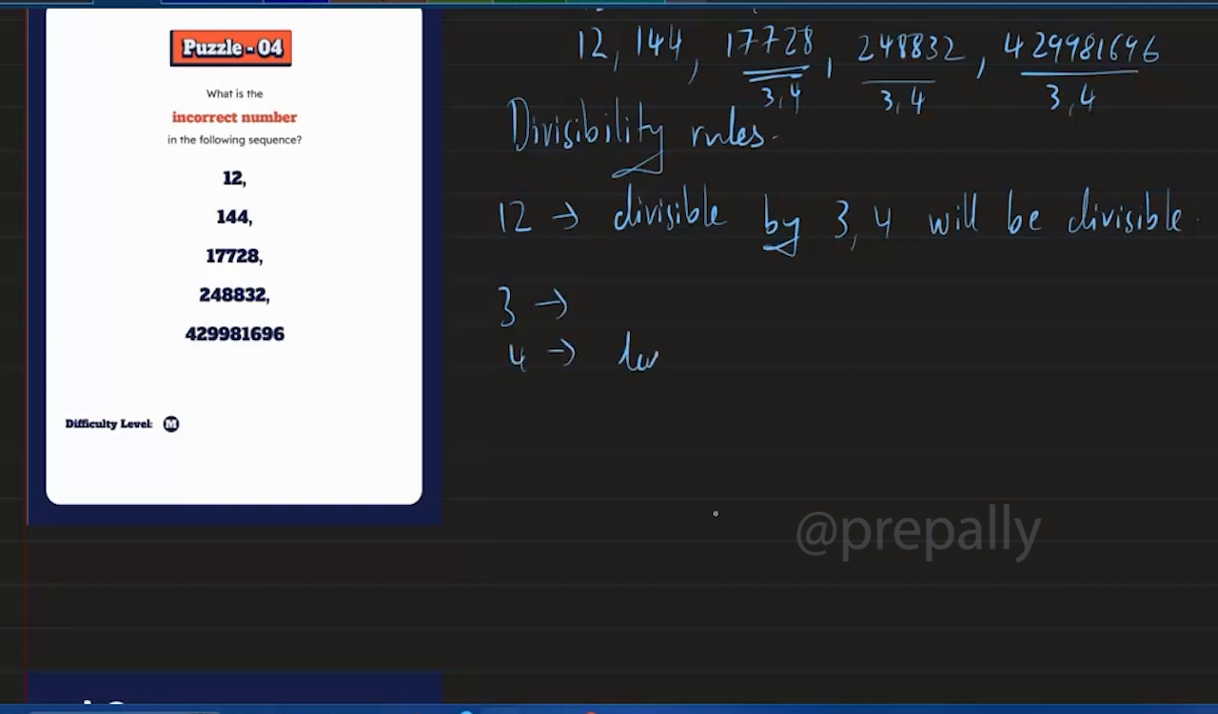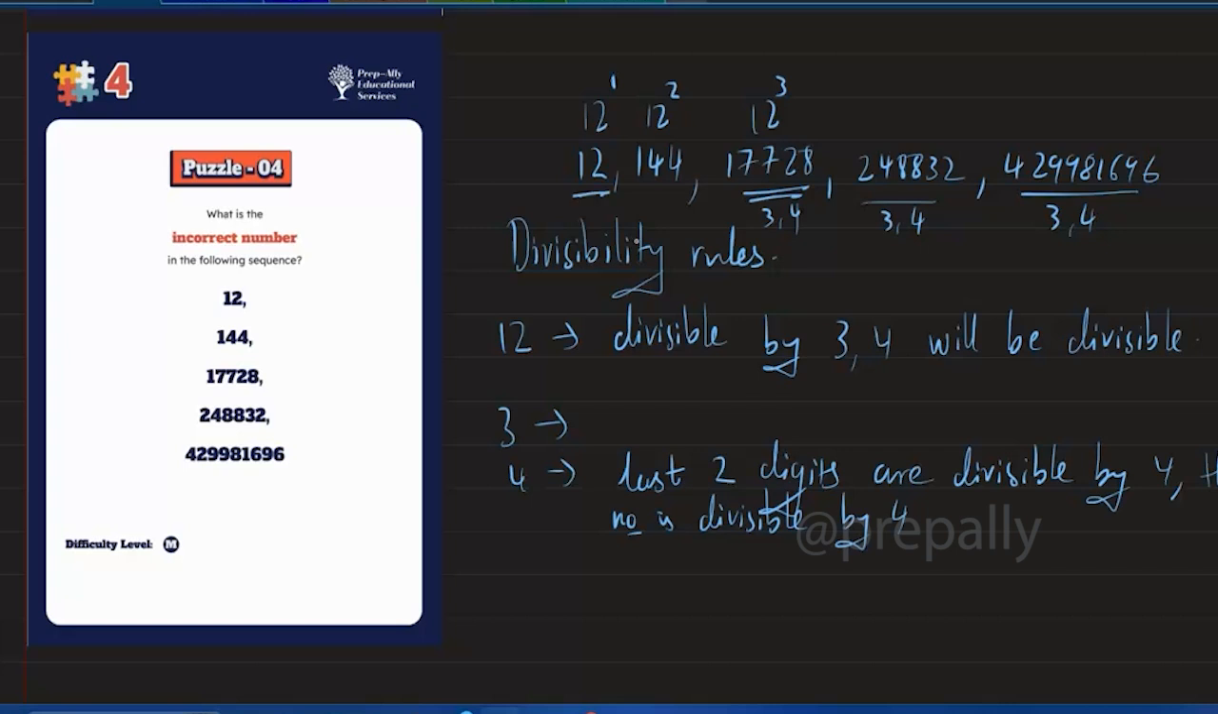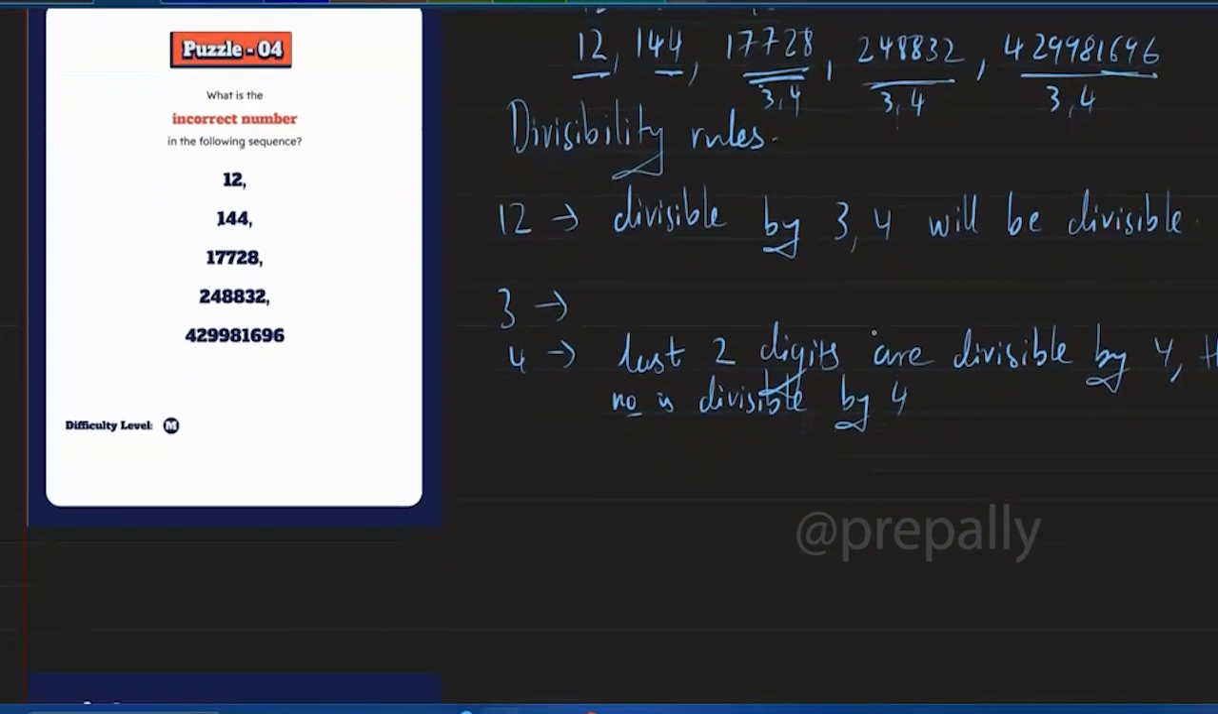So if the last two digits are divisible by 4, then the number is divisible by 4. So here you can already see 12 we already know is divisible, 44 is divisible, 28 is divisible, 32 is divisible, and 96 is also divisible. So we already figured out that all of them are divisible by 4.